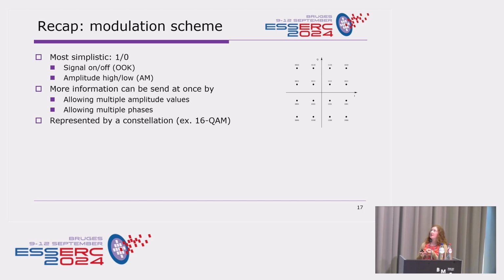And that we typically represent by a constellation. I took the 16 QAM as an example over here. So here we have 16 different possibilities. And due to a difference in amplitude or the phase based on the rotation, we can get different symbols.